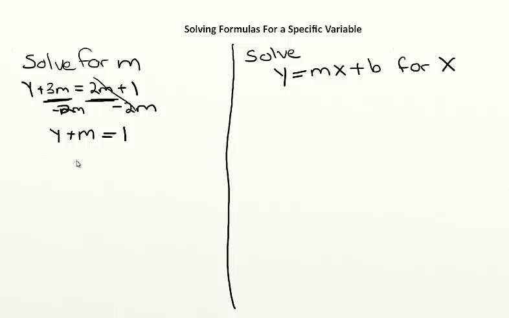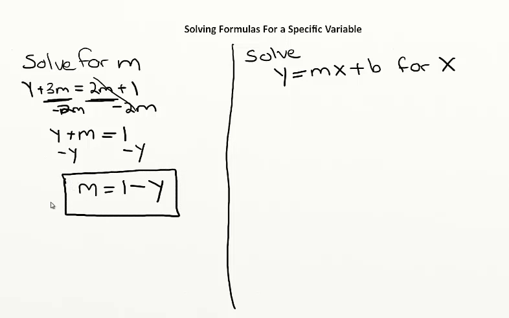Now we're almost there, so we can just subtract this y from each side, and now we'll get our m is equal to 1 minus y. Now we have m on one side of the equation and everything else on the other, so we have successfully solved this equation for m.